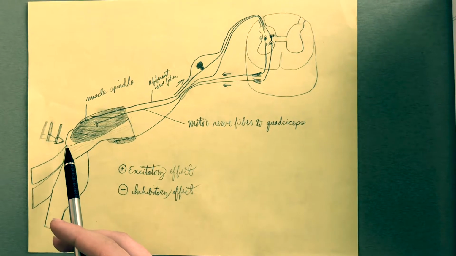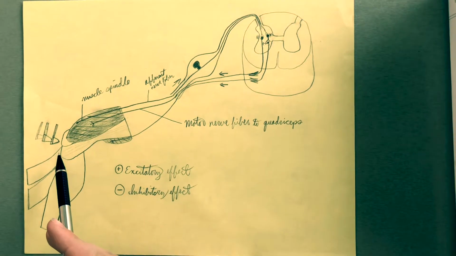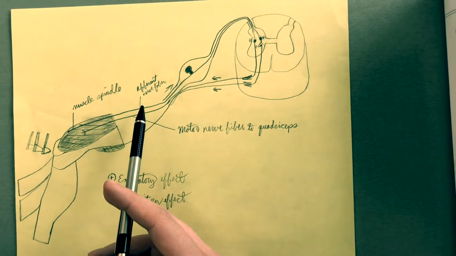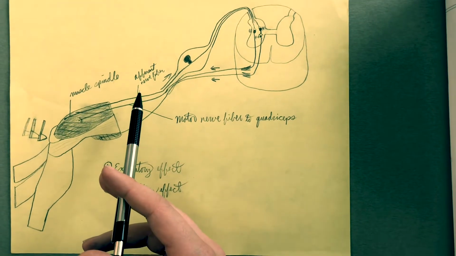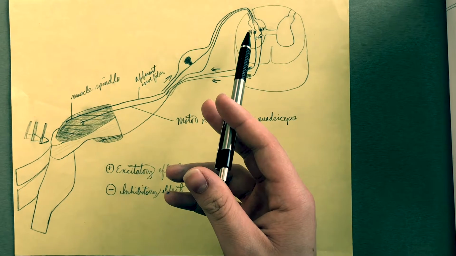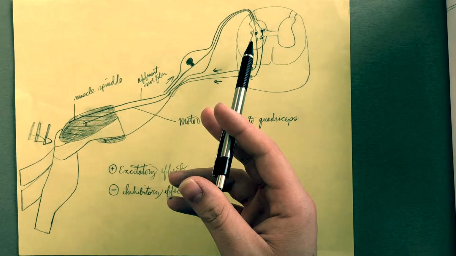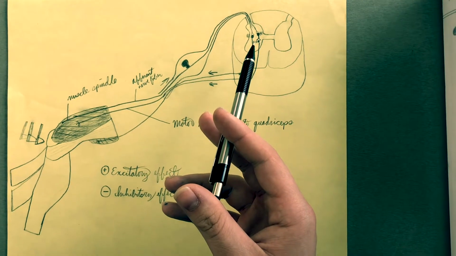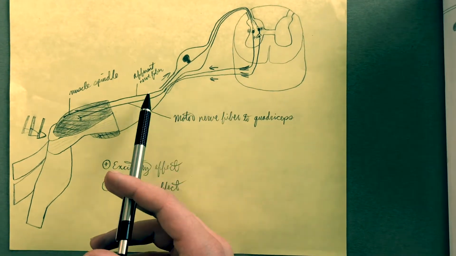A tap on the patellar ligament excites the nerve endings of the muscle spindle in the quadriceps femoris. Stretch signals travel to the spinal cord via the afferent nerve fiber and posterior root. The afferent neuron excites the motor neuron in the spinal cord. Efferent signals in the motor nerve fiber stimulate the quadriceps to contract, producing the knee jerk.